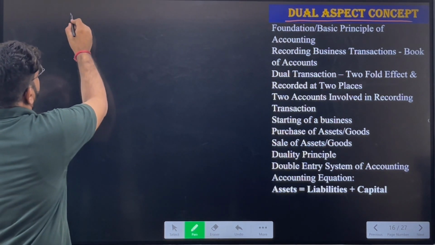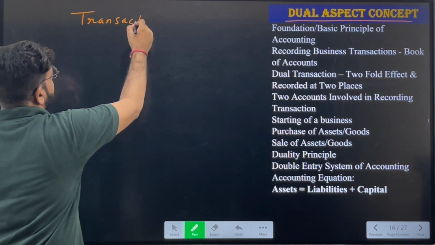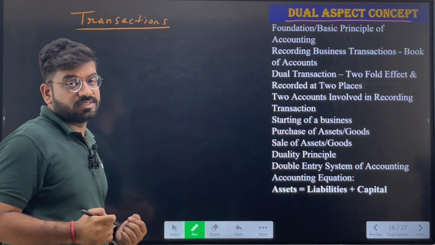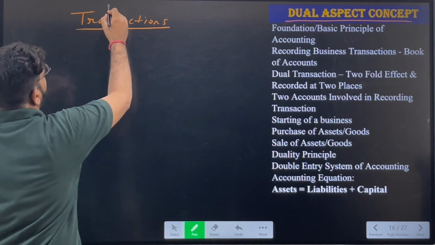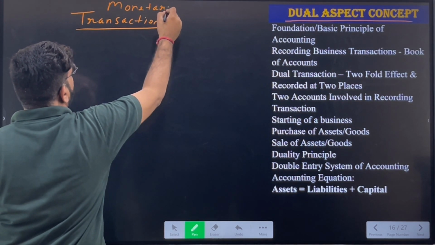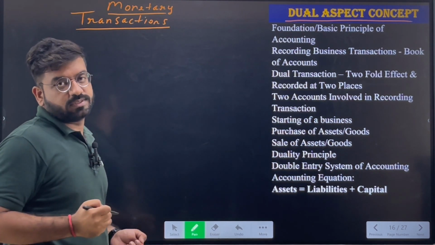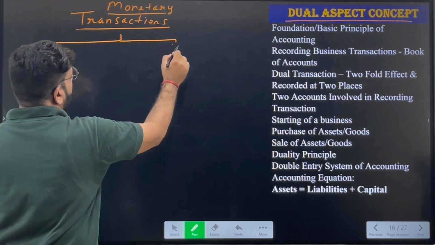Now, as we all know, in accounting, we are simply here to record all the transactions into our books of accounts. Now the question arises, which type of transactions? As we have already discussed, we have to record only the monetary transactions. All and only the monetary transactions are recorded in the books of accounts. Now, every transaction has two things. What are those two things?